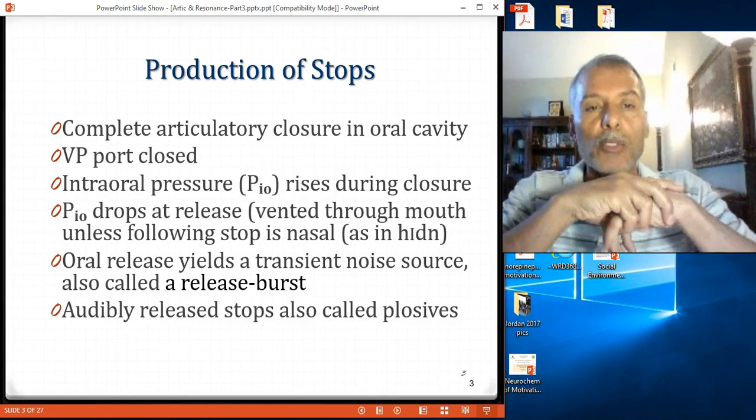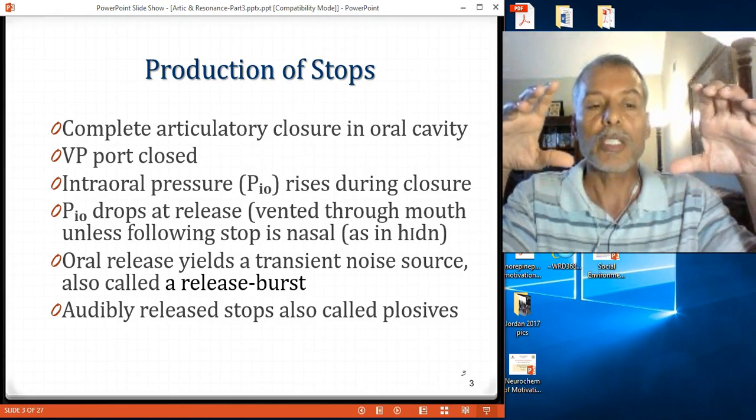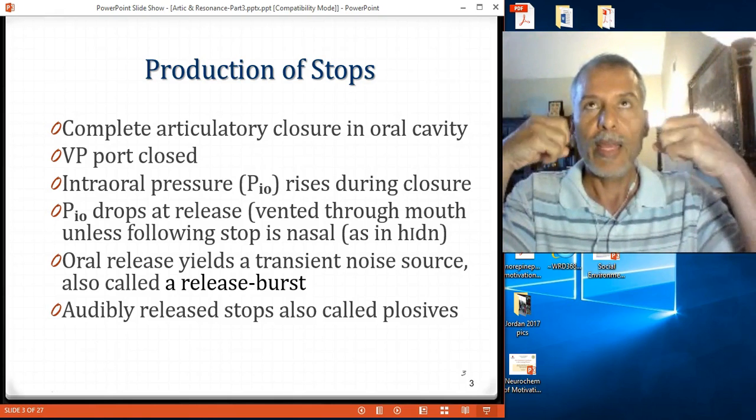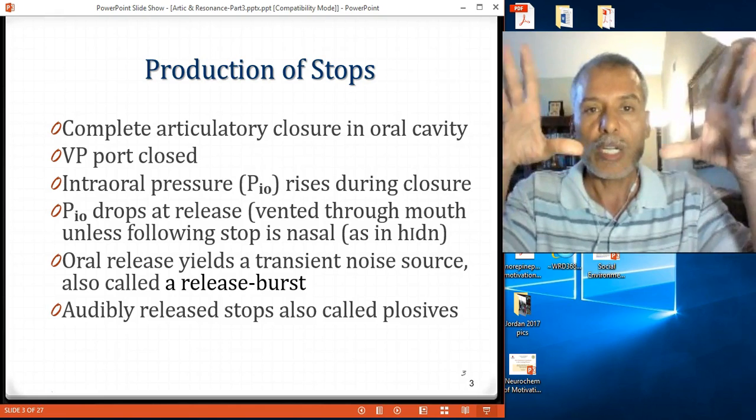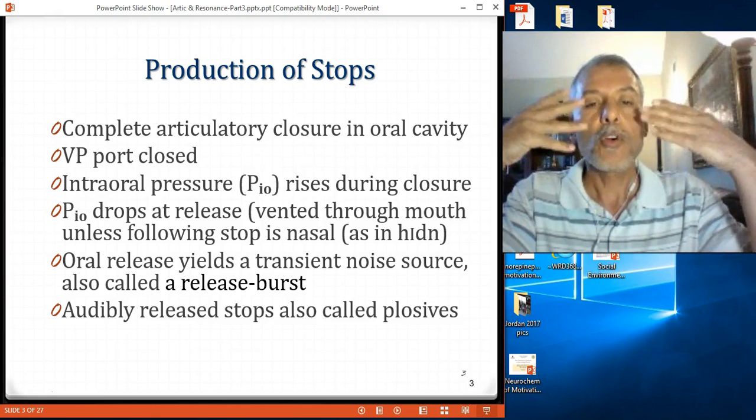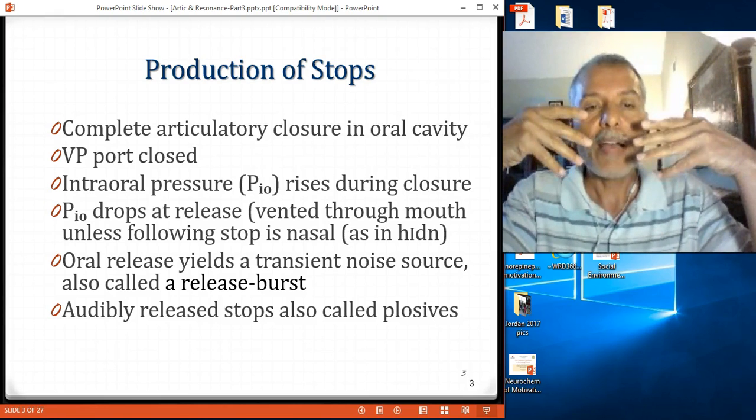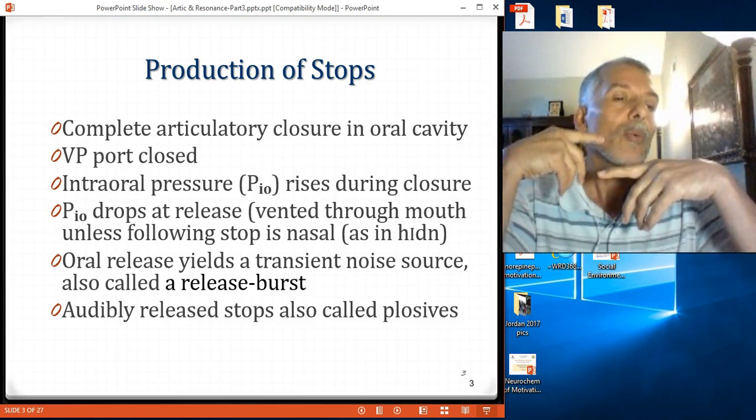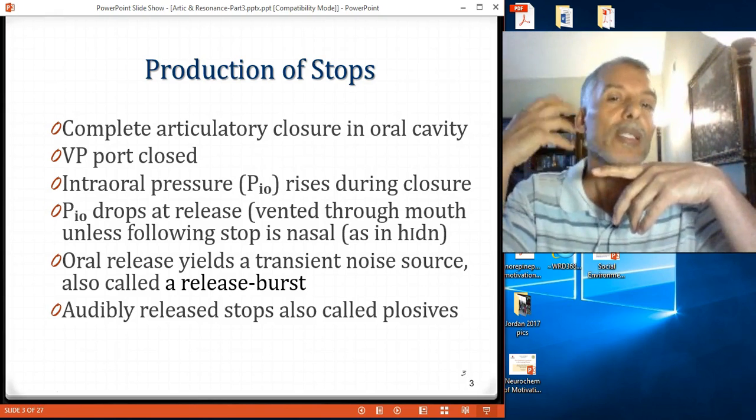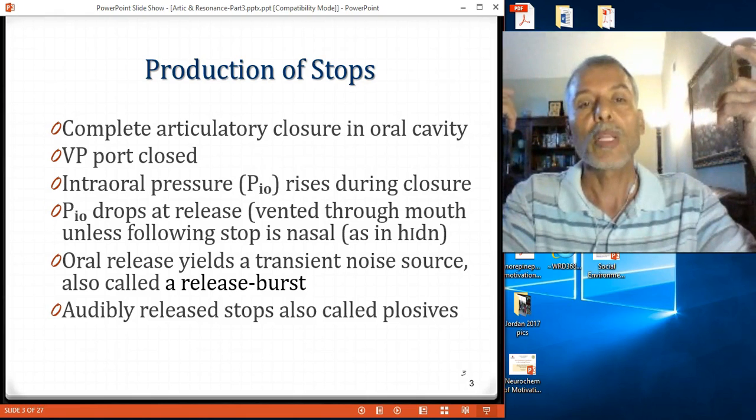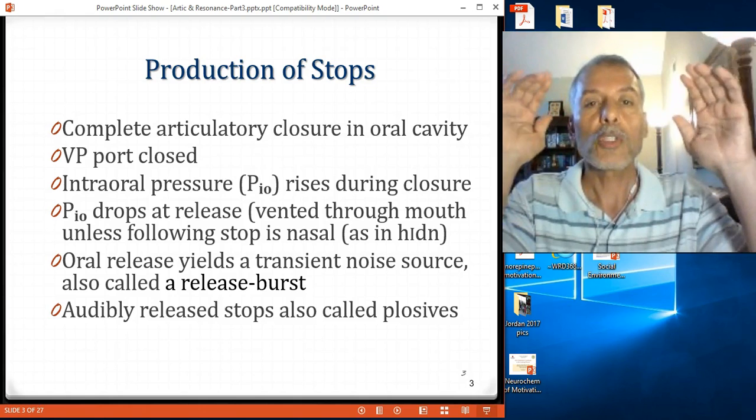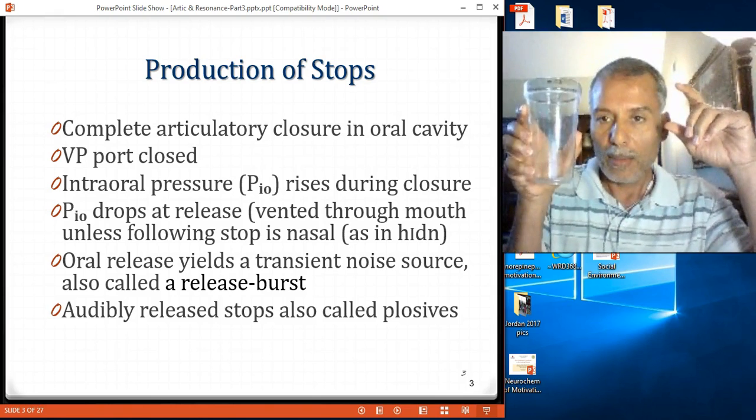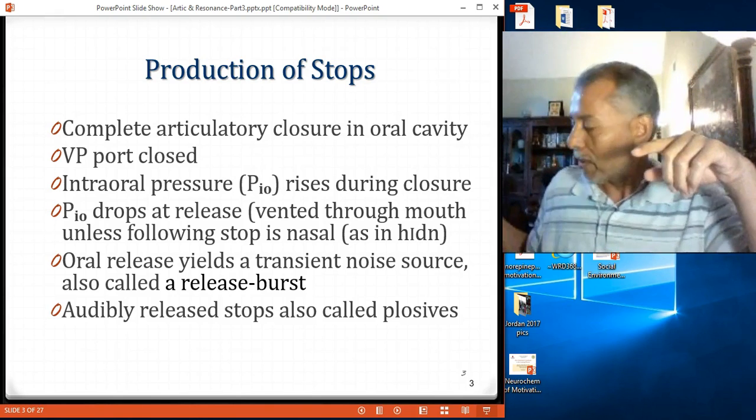So these are the 7 stops. You notice the air is completely shut down, and then you release, and the air makes some kind of little explosion. And for this reason, if you focus on the explosion of the sound after the stop, you could call them plosives. And if you focus on the obstruction and the air pressure building behind it and all of these dynamics, then you can call them stops. So both names, plosives or stops, are both acceptable. It depends on if you are looking at the glass as half full or half empty.